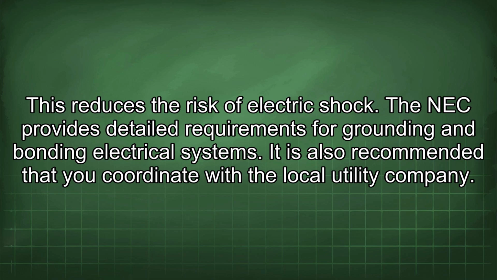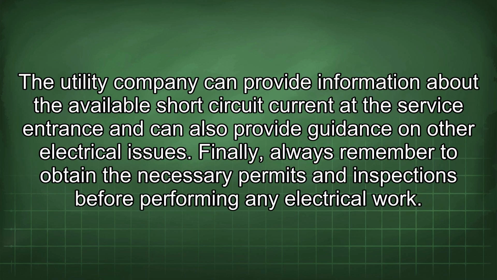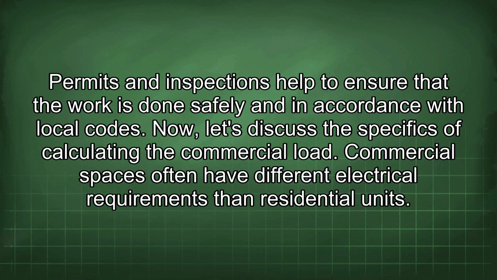It is also recommended that you coordinate with the local utility company. The utility company can provide information about the available short-circuit current at the service entrance and can also provide guidance on other electrical issues. Finally, always remember to obtain the necessary permits and inspections before performing any electrical work. Permits and inspections help to ensure that the work is done safely and in accordance with local codes.